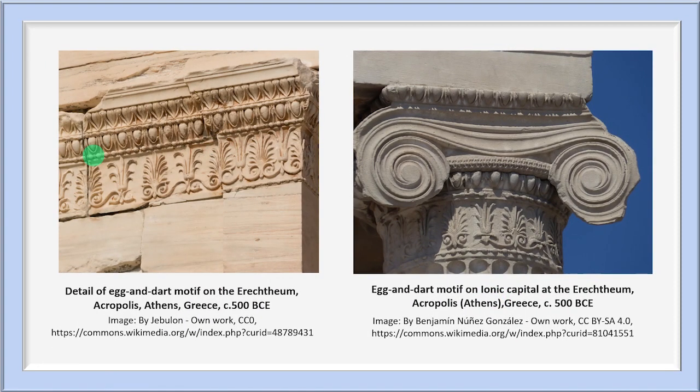This is detail of egg and dart motif on the Erechtheum, that is temple dedicated to Athena, goddess Athena, that is goddess of warcraft, handicrafts, and wisdom from Greece, dated 500 BC. And this is also from the same place, and it's an Ionic capital. So we are going to study Doric, Ionic, and Corinthian capital in detail in a separate lecture.